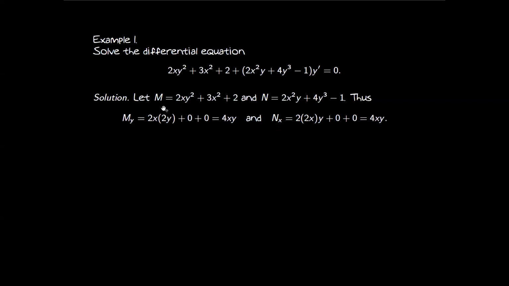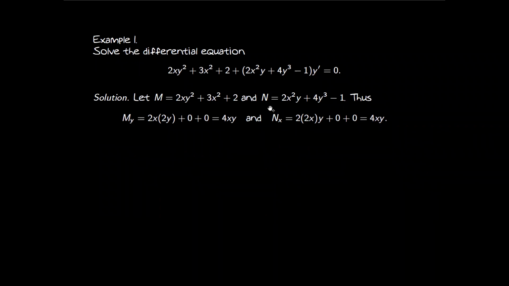And here, when you do the y derivative of a function, you're going to treat the x as constants. So that's why you have the 2x here copied, because it's a constant multiple. And the 3x squared is going to give you 0, because the derivative of a constant is 0, right? So the only derivative you are supposed to carry out is for the y squared, which is going to be 2y, and the M sub y is going to be 4xy.